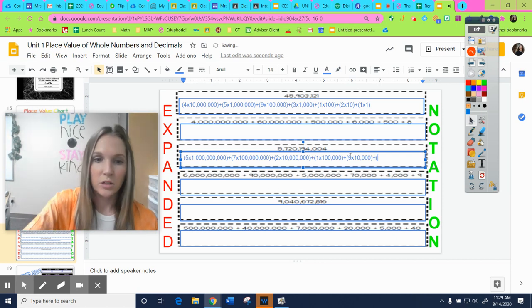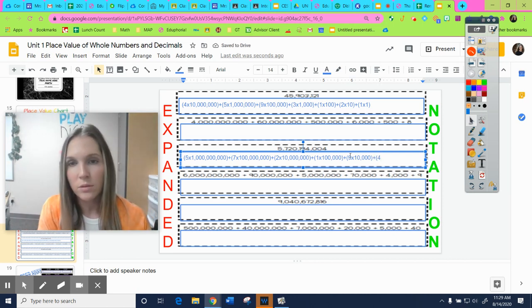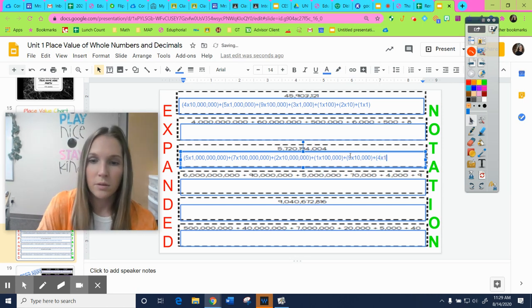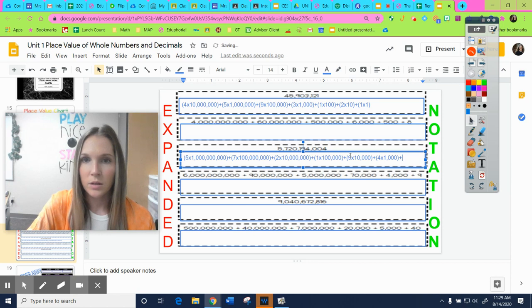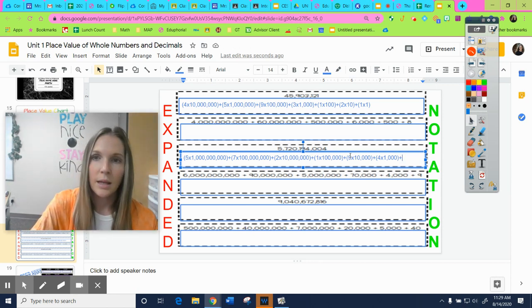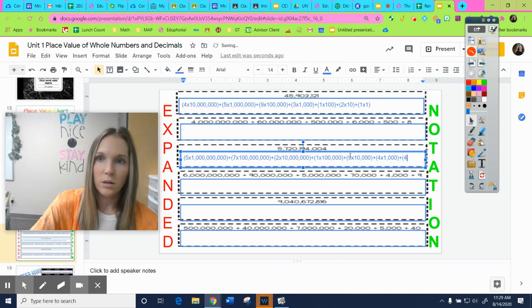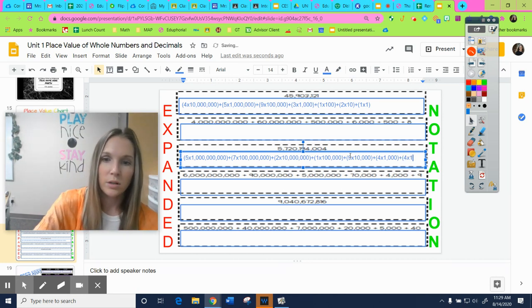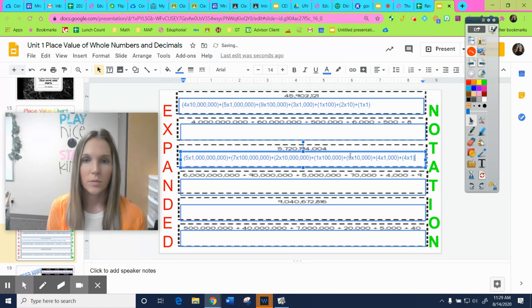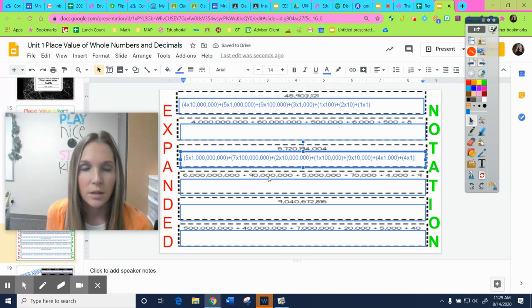Okay, my next digit is a four, and that four is in the thousandth place value, so 4 times 1,000. My next number is a zero. I don't have to worry about it. My next digit is a zero. I don't have to worry about it. And then my last digit is a four, and it is in the ones place. So 4 times 1. Okay, I hope you guys are getting the hang of this.